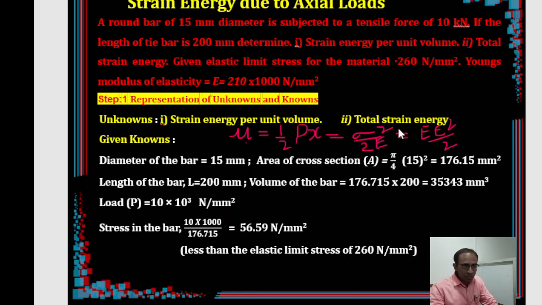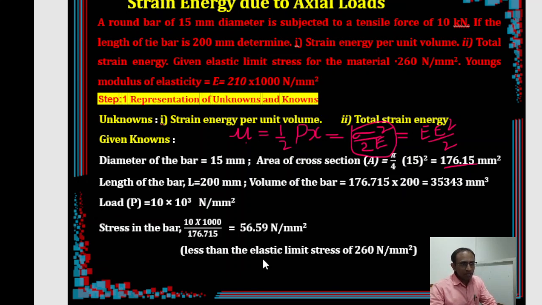That means we are close to this one. Out of these formulas any one you can use, but we come to the conclusion that this formula can be readily applied: sigma square by 2E. So straight away you can apply. The load value is how much? 10 kilonewton was given. Load 10 kilonewton, you convert into newtons, 10 into 1000, divided by the cross sectional area. The cross sectional area, pi d square by 4, comes around 176. You can substitute that, so 56.59. So this is the stress.